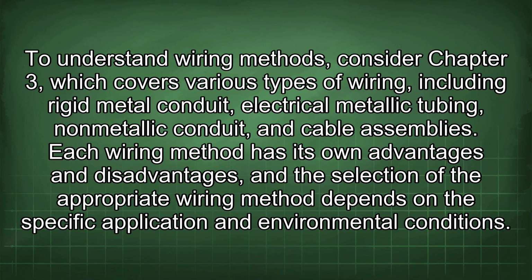To understand wiring methods, consider Chapter 3, which covers various types of wiring, including rigid metal conduit, electrical metallic tubing, non-metallic conduit, and cable assemblies. Each wiring method has its own advantages and disadvantages, and the selection of the appropriate wiring method depends on the specific application and environmental conditions.